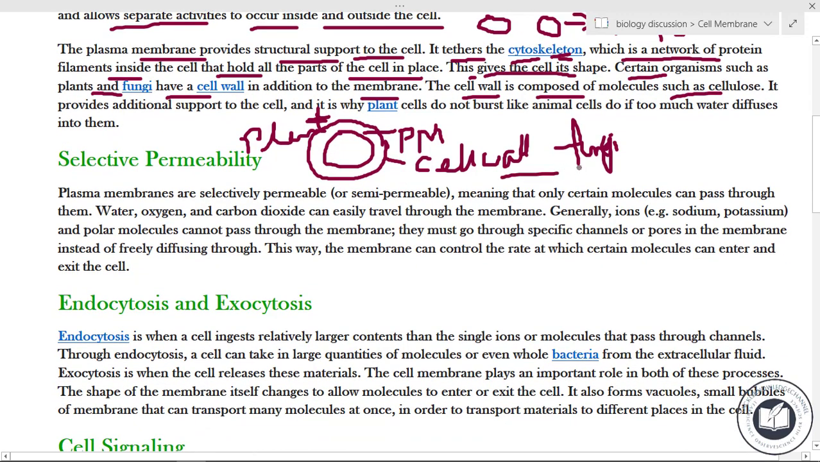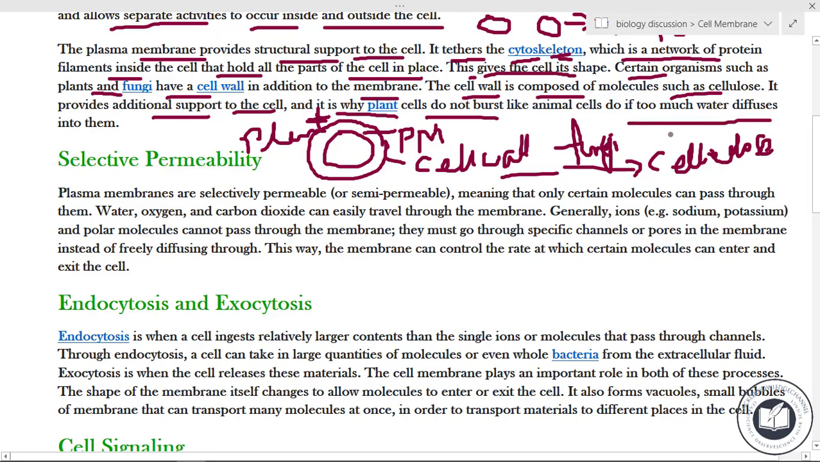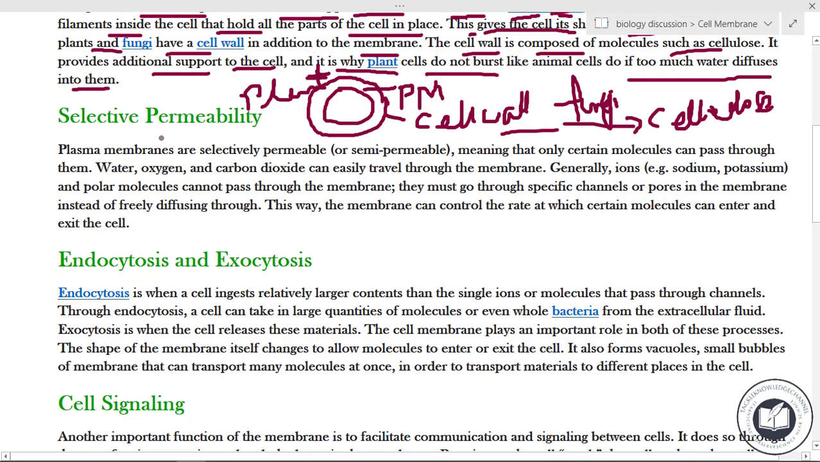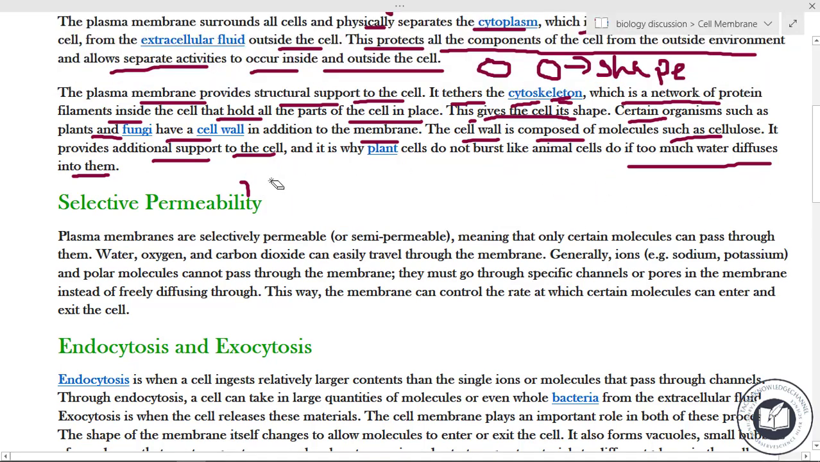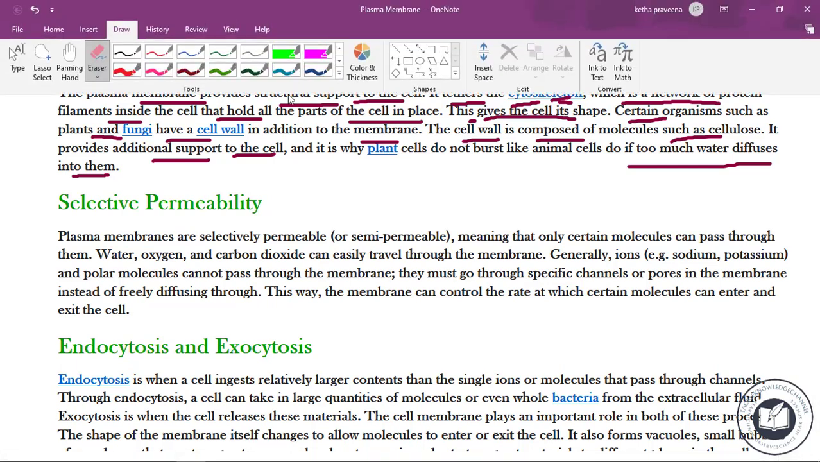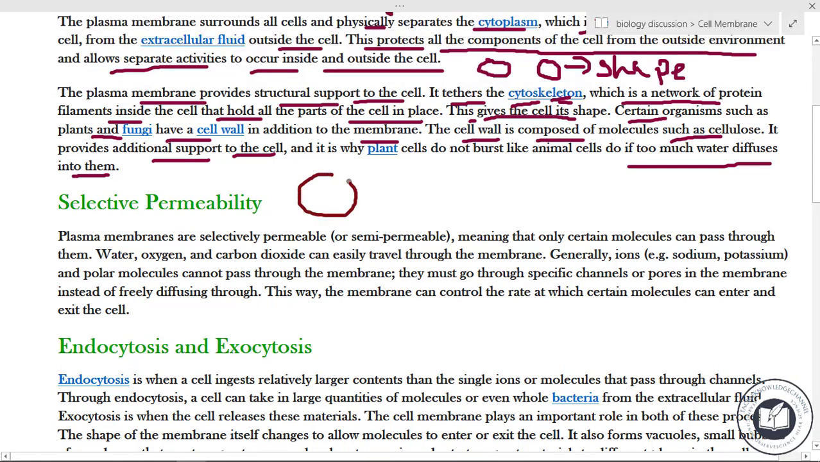The cell wall is composed of molecules such as cellulose. So this cell wall is made up of cellulose molecules. It provides additional support to the cell, and it is why plant cells do not burst like animal cells do if too much water diffuses into them. So the plant cell has a cell wall, so it will not easily burst. The cell wall is protecting the plant.